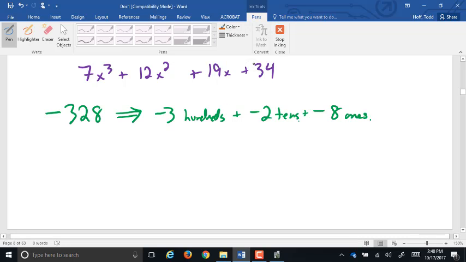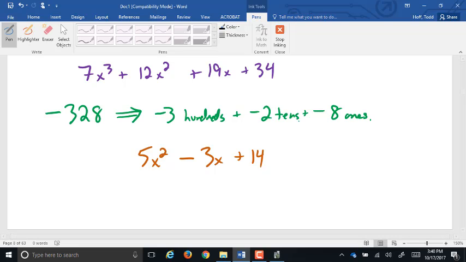But in our algebraic numbers, we can have each digit positive or negative all on its own. We could have 5x squared, a negative 3x, and a positive 14. Also, kind of similar to whole numbers, it just looks different.